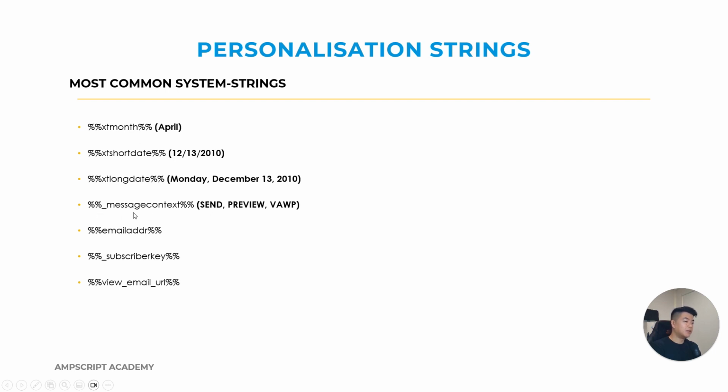Message context is really good because you can actually identify when the email is in sender mode or preview mode or view online mode, and you can do a bunch of different things. This is probably more complex though, so I'll teach you probably in the advanced course. So we'll leave that for now. But yeah, extracting the current month is probably very useful. The short date, if you really want to, and then you can reformat to whatever date format you want to see in the email, and so forth. So yeah, I just wanted to highlight the common ones that you can use.